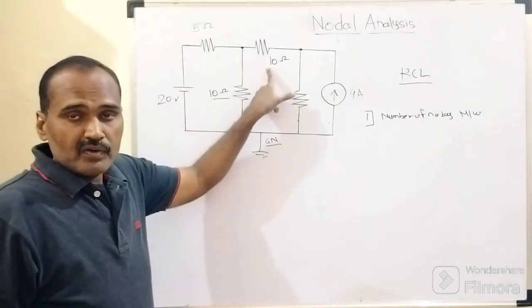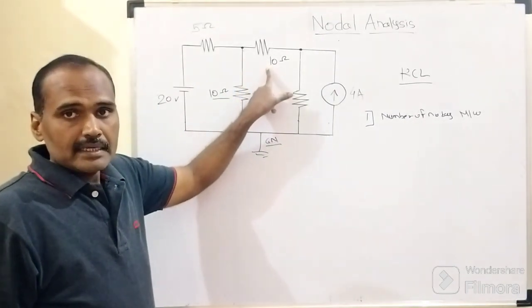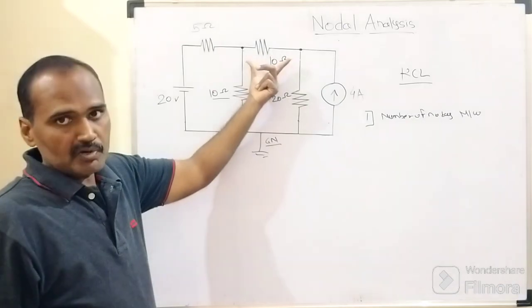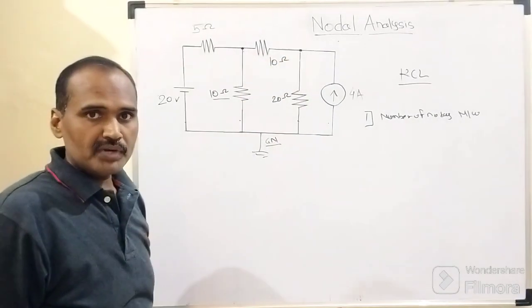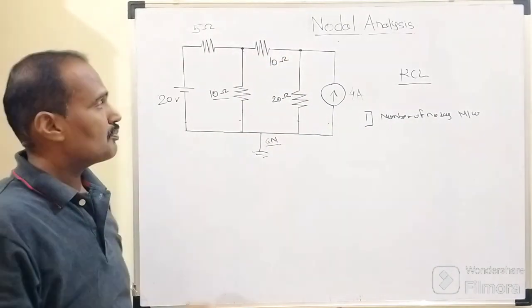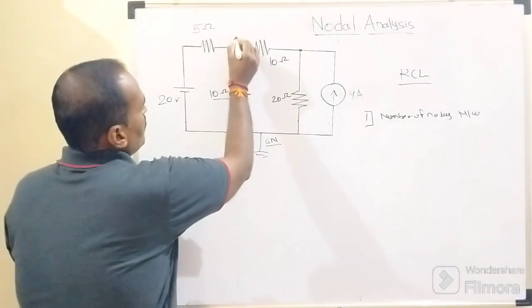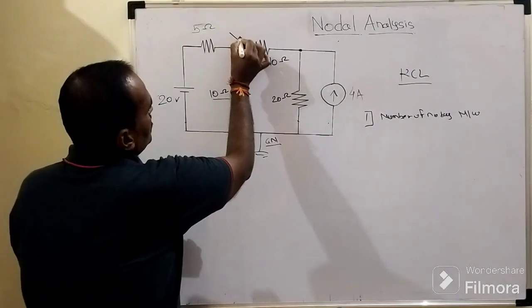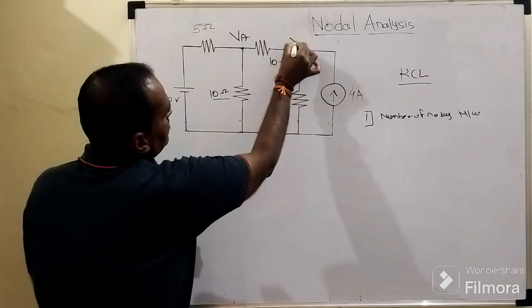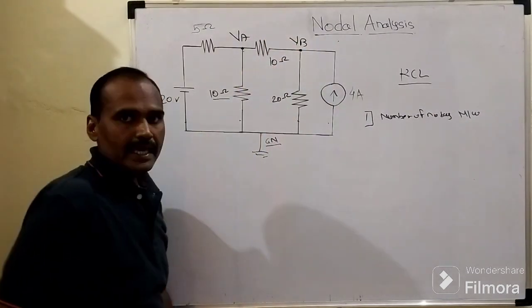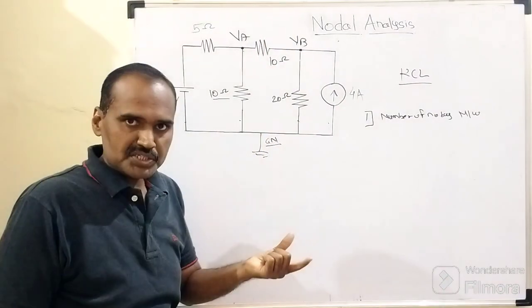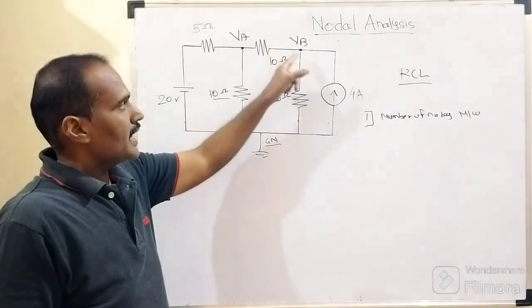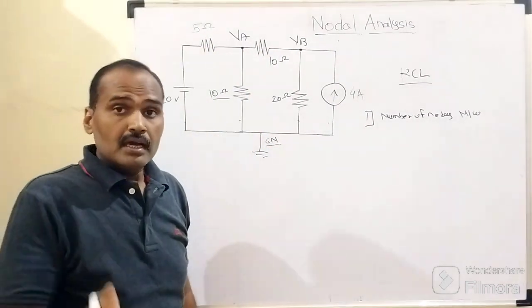But the unique identity of this branch is that it is lying in between these two node potentials. After that, what we need to do is assign certain potentials to these nodes. For the sake of our convenience, we can call this VA and this will be VB. So VA and VB are the two node potentials belonging to node A and node B.